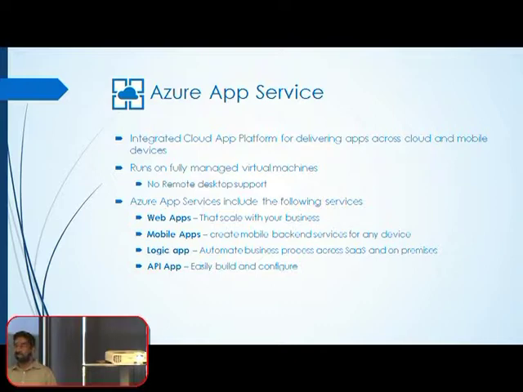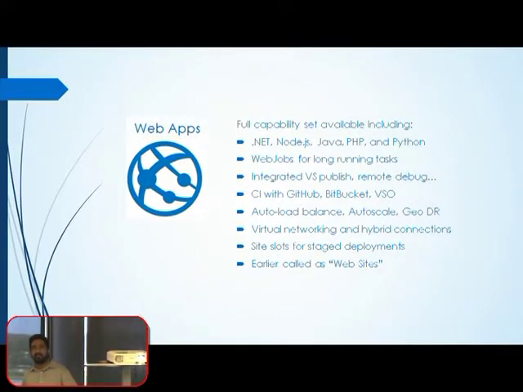App services run on fully managed virtual machines, but it is slightly different from the virtual machines that we use under Microsoft Azure. We cannot do remote desktop on those virtual machines on which app services are hosted. Basically, Azure App Service is a combination of 4 different app types: web app, mobile app, logic app, and API app.